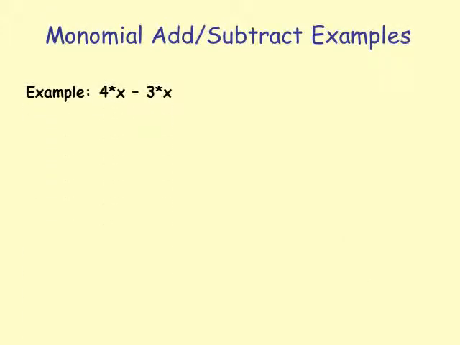Let's do some examples here. It's a subtraction example now. 4 times x minus 3 times x is 4x minus 3x. They are the same power. Flag value is 1 here. And so we can subtract 4 minus 3. We subtract the coefficients. Let's continue here.